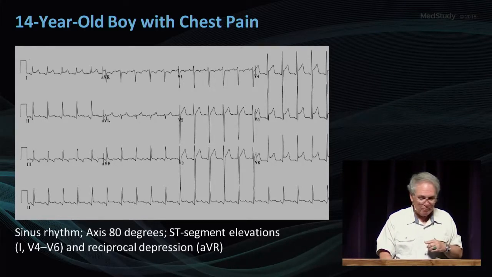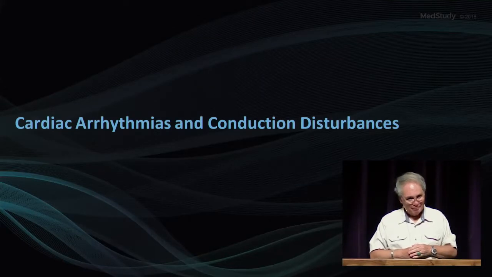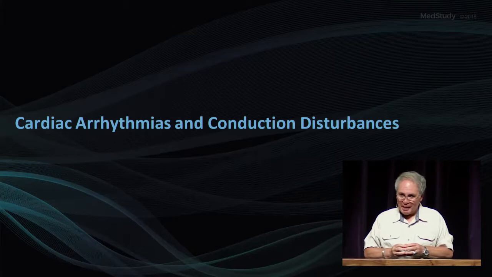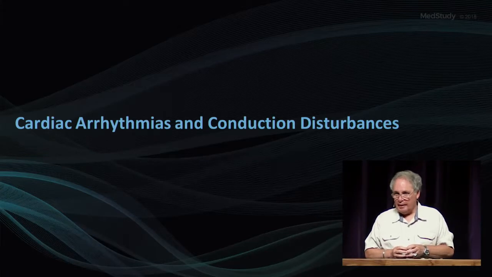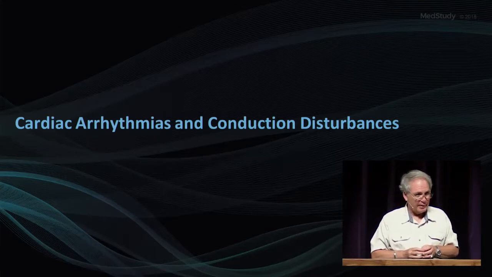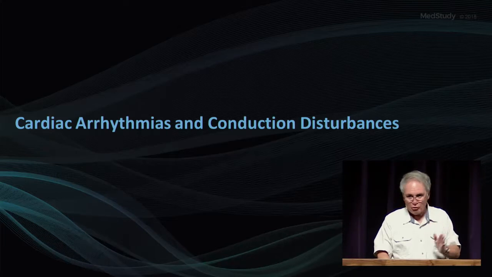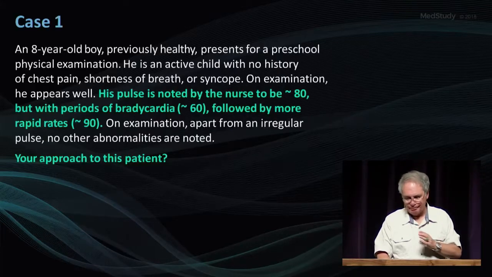So a systematic look at the electrocardiogram will get you to the right answer. You're all prepared now, okay? Moving on. Let's talk about cardiac arrhythmias, rhythm disturbances in the pediatric patient, and conduction disturbances that you might encounter. And again, a systematic look at the tracings will get you to the right place.